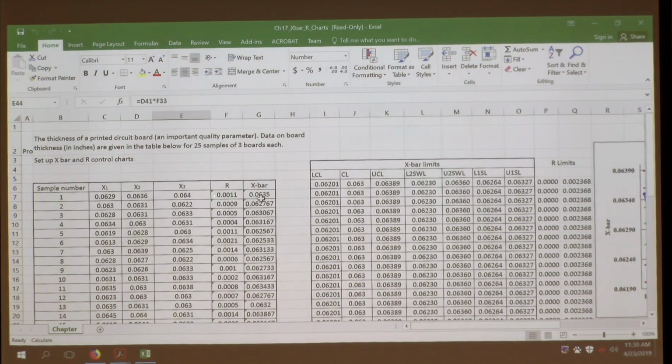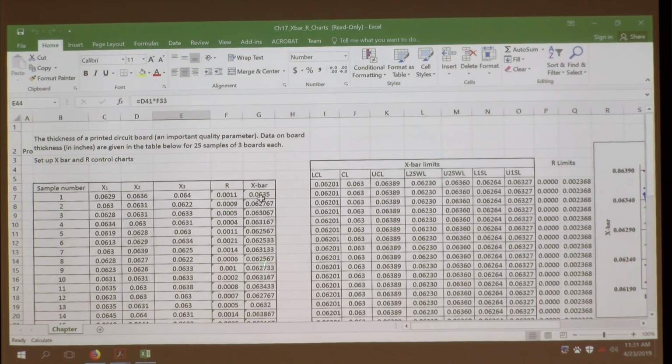Now, how to get this range? Andrew? Upper minus lower? Yes. The range is the maximum of this group minus the minimum of this group. So obviously the maximum is this one minus the minimum is this one. Then you get 0.011. And then X bar. This is X bar of the first sample. So we have the first sample mean, first sample range, and second sample mean and second sample range.